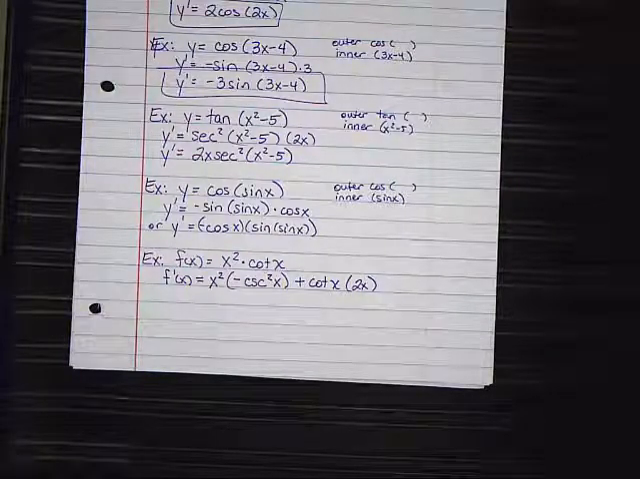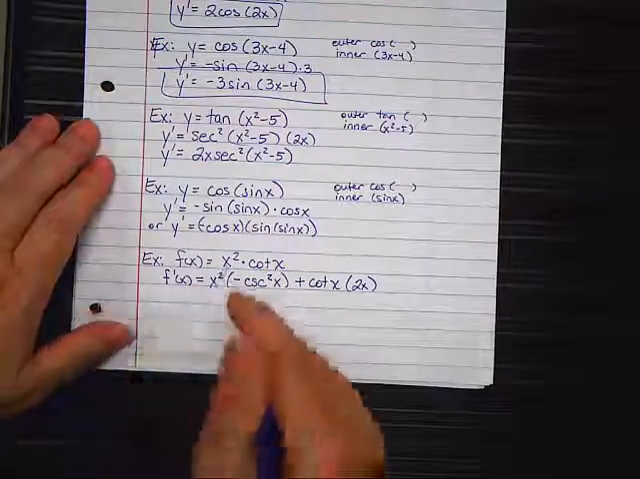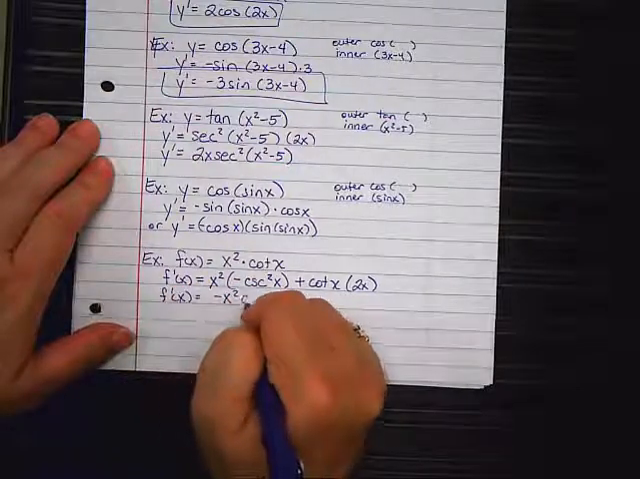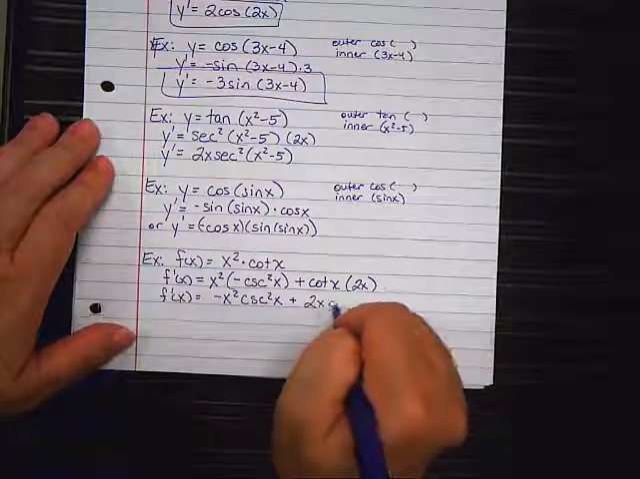After you're done doing the derivative, stop and take a look. That's about as different as x and y, night and day. There's nothing I can really combine except just maybe clean it up. So let's move the negative to the front. f prime of x equals negative x squared cosecant squared x plus 2x cotangent x.